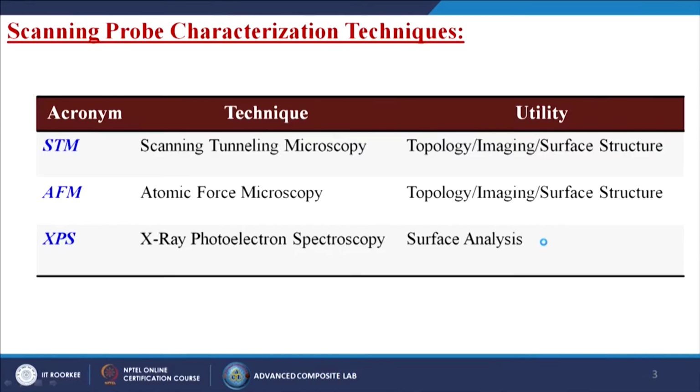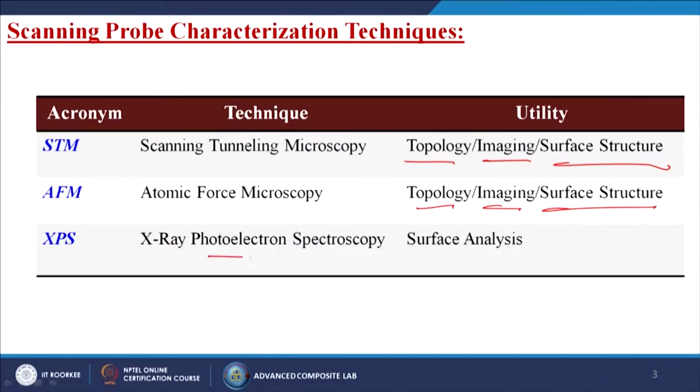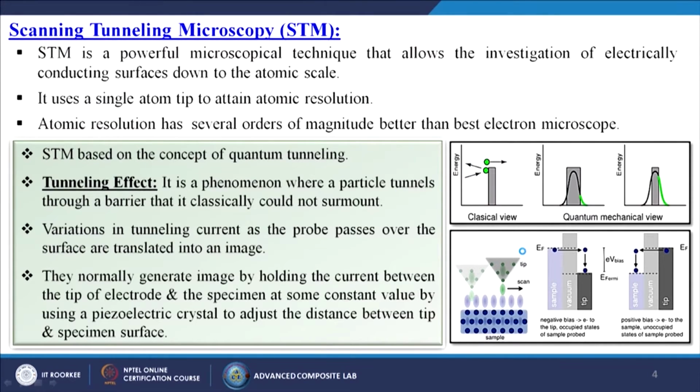So, first, what are the scanning probe characterization techniques? Generally, STM, scanning tunneling microscopy, will give you information about the topology, imaging or maybe the surface structure. AFM, atomic force microscopy, gives topology, imaging or the surface structure. Then the last one is XPS, X-ray photoelectron spectroscopy, the latest characterization technique, which will give you the surface analysis of that particular material. First we are going to discuss scanning tunneling microscopy, STM.